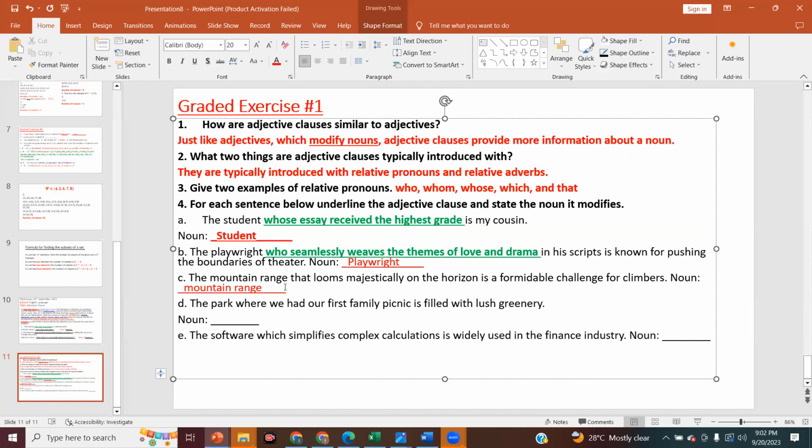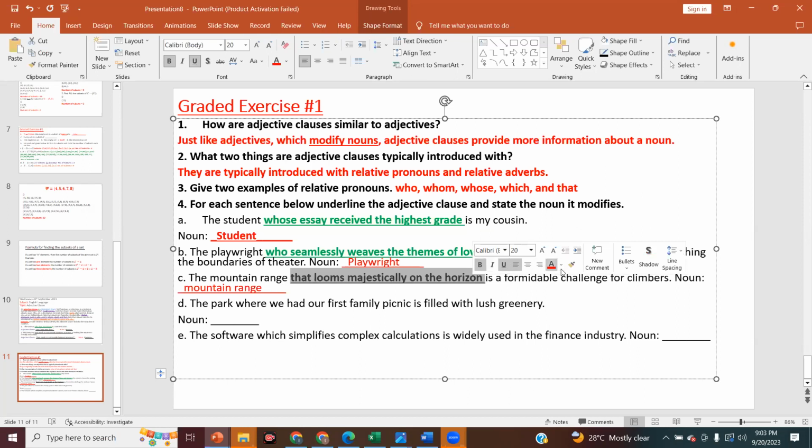Okay, what is the adjective clause? That looms majestically on the horizon. All right, that's the adjective clause. How many persons got that? Yes, sir. Very good. Thank you, Sienna. Okay.